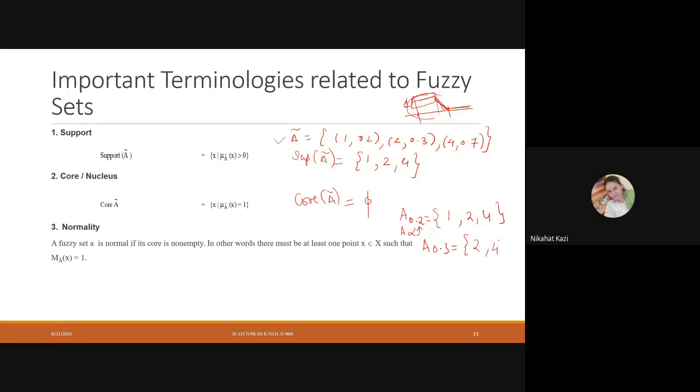They are also useful. Later on, we'll see some concepts where alpha cut is used. So A 0.2, A 0.3, A 0.7 is 4. And if I say A1, membership 1, it is the null set, right? So that is what alpha cut is.